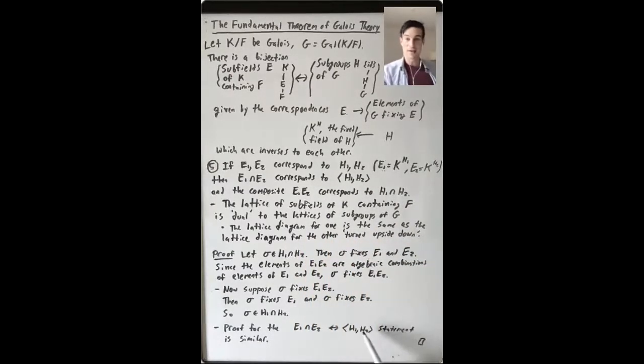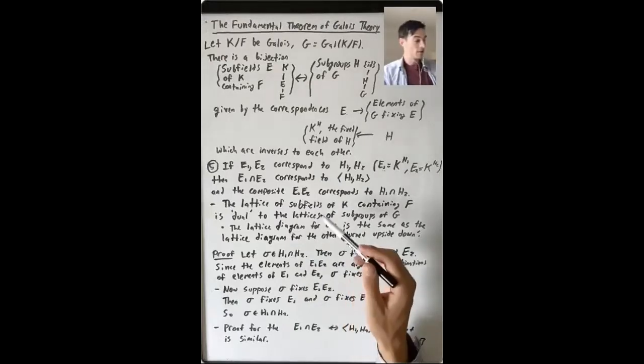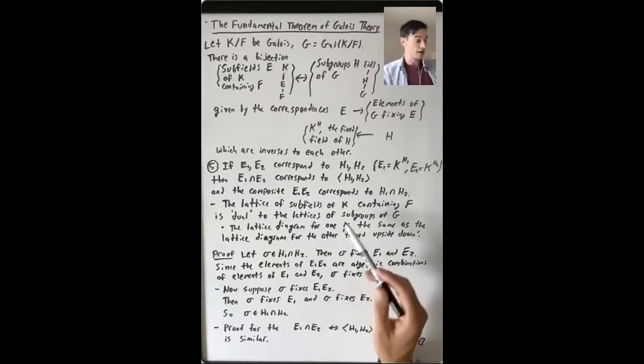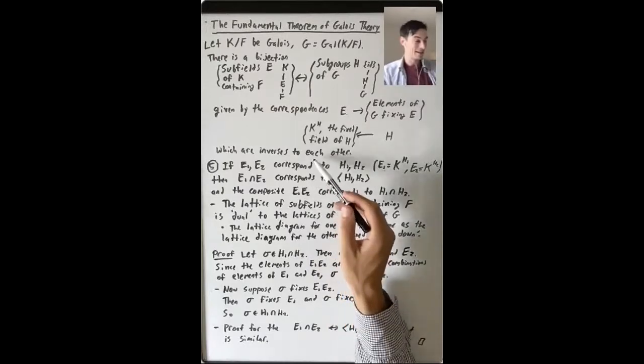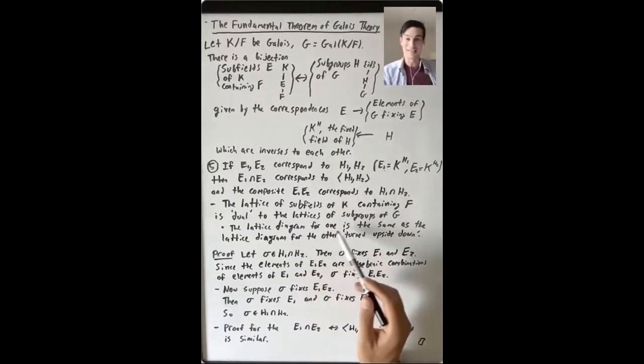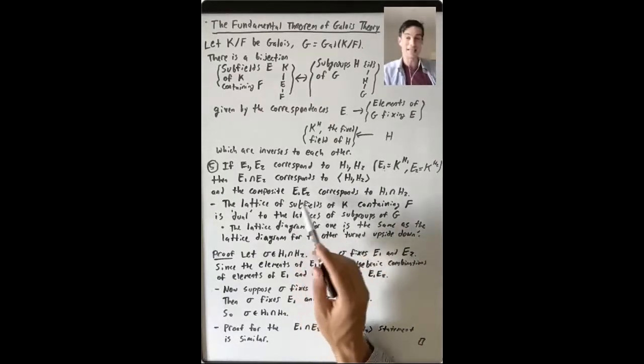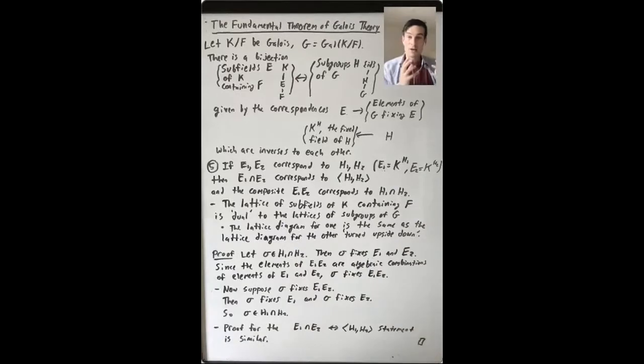And the proof for the statement about the intersection of two fields and the subgroup generated by H1 and H2 is similar. And I'll leave it for you as an exercise to write down a formal proof. So I really do recommend that you do this. I also recommend that you convince yourself that these two statements imply this statement about the lattice of subfields and the lattice of subgroups. But this one is easiest to understand really by looking at an example and thinking about where the lines come from. So I'll pause and erase, and I'll write down an example.